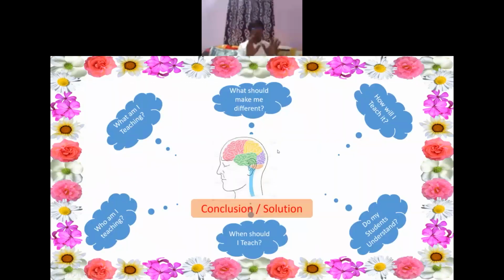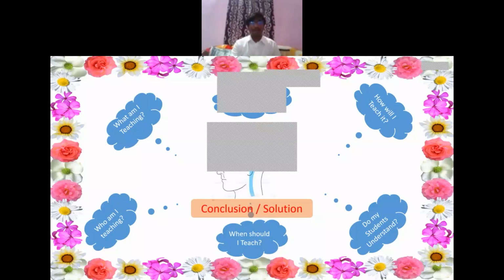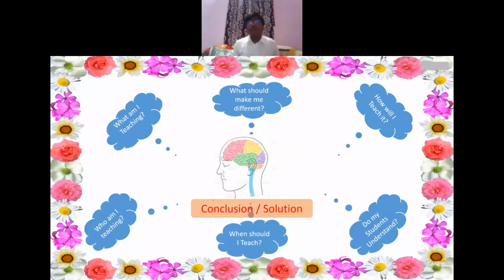And here you see, as a conclusion or solution, I would like to show this. By a proper lesson plan, I will understand, I will get proper information about what I am teaching, what I am teaching in the class. What should make me different? How will I teach it? Do my students understand? When should I teach? Who am I teaching? From a good lesson plan, syllabus plan, I understand that yes, this is what I have to do for a better lesson plan, and this is the proper outcome of a lesson plan.